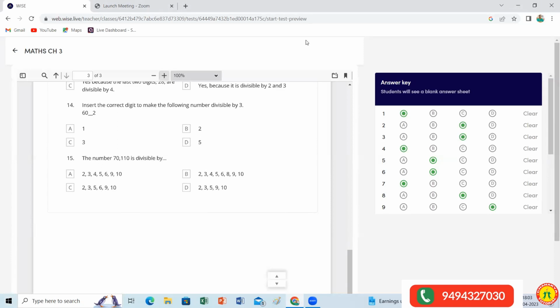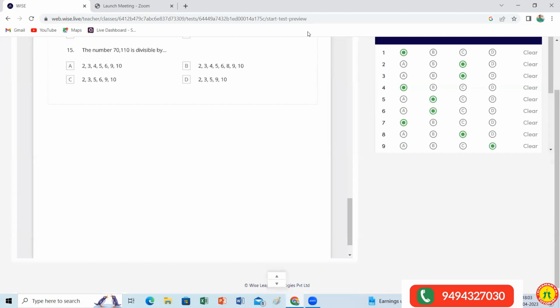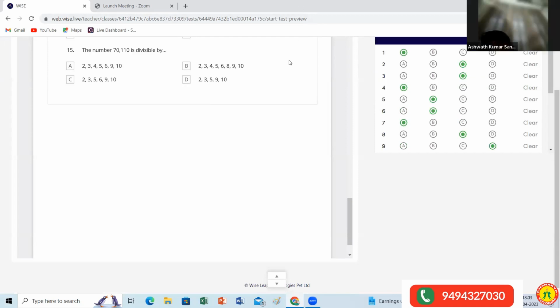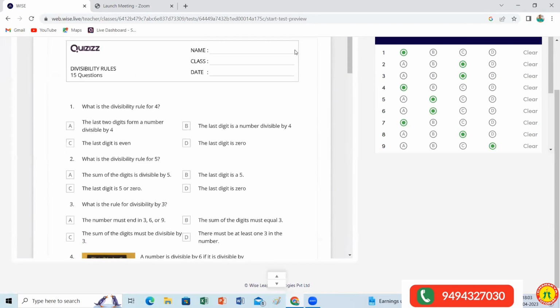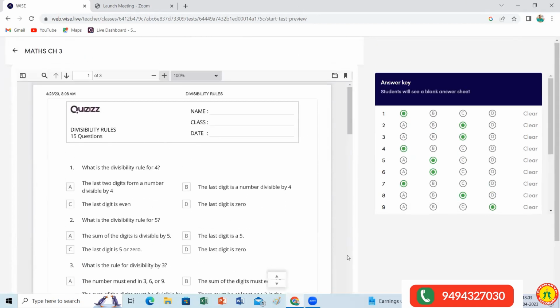Right, children, that's all about the Sunday test. Hope your doubts are clarified, right, Ashwath and Adrit? Yes, ma'am. Is Soumya there in the classroom? Soumya? Right.